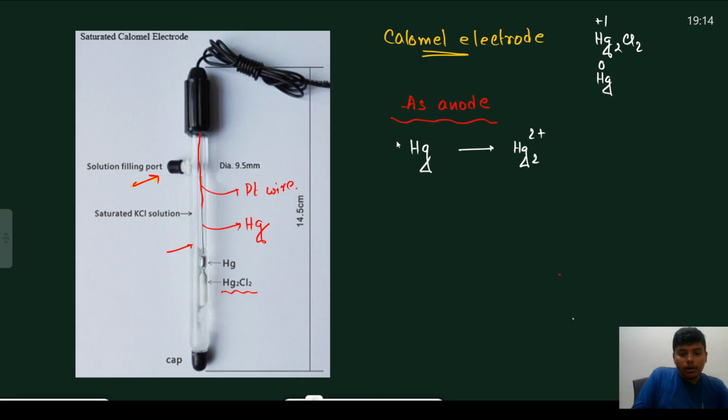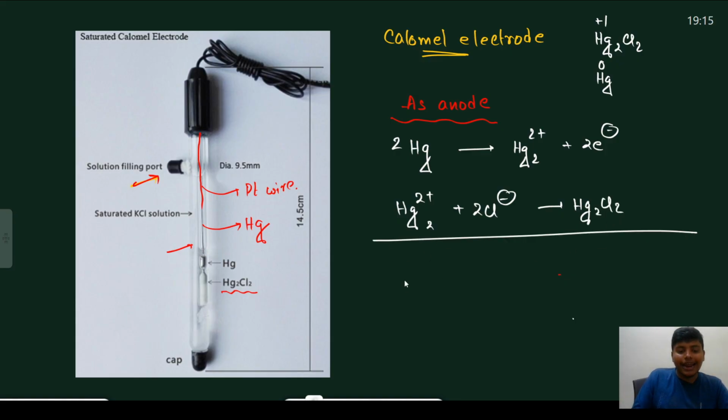Yes or no? Hg gives Hg 2 plus plus 2 electrons, right? This will happen. Now, listen. Because we are using KCl, this Hg 2 plus will react with Cl minus and become Hg2Cl2. So what is the overall anode reaction? Mercury, which is liquid, reacts with chloride in aqueous KCl solution and makes Hg2Cl2, plus 2 electrons.